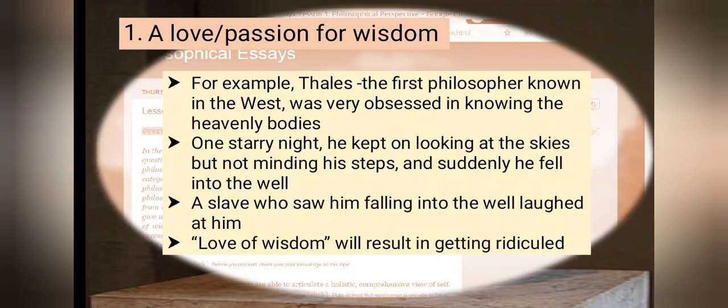For example, Thales. Thales was the first philosopher known in the West, about 600 BC. And he was very obsessed with knowing the heavenly bodies. One starry night, he kept on looking at, observing the skies, but not minding his steps, and suddenly he fell into a well. A slave who saw him falling into the well laughed at him. Of course, that is actually the basic reaction of persons, right? It is the classic example of a love of wisdom that results in getting ridiculed.